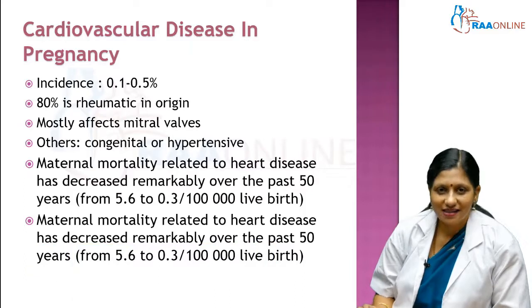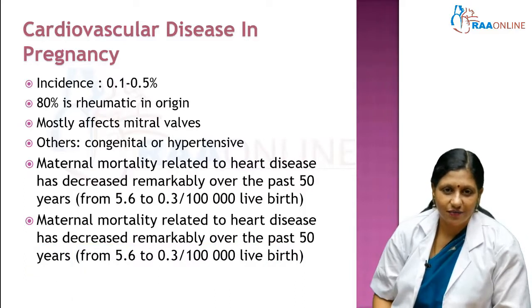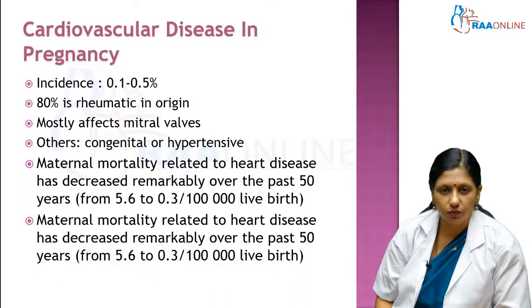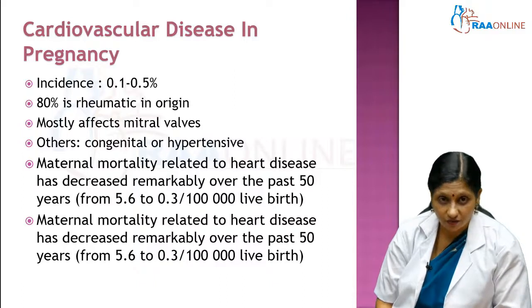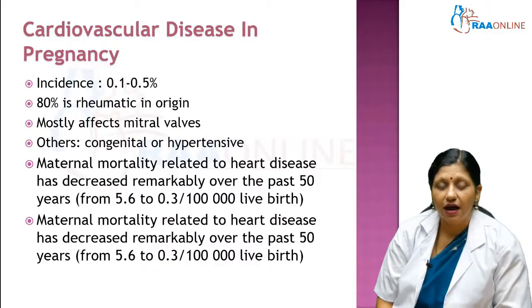So, what is the incidence of cardiovascular disease in pregnancy? It is around 0.5 to 1%, and the most common cause of heart disease in pregnancy is rheumatic, and the most commonly involved valve is the mitral valve. The other common cardiovascular diseases in pregnancy include congenital heart disease and the hypertensive diseases.